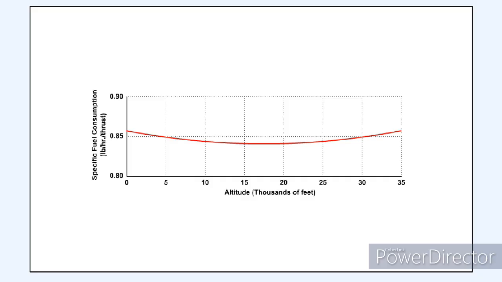This graph demonstrates that the specific fuel consumption remains almost constant with altitude increase. This is because the fuel flow reduces at about the same rate as the thrust reduces as the aircraft climbs.